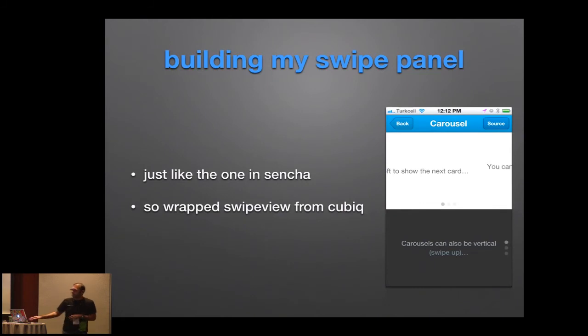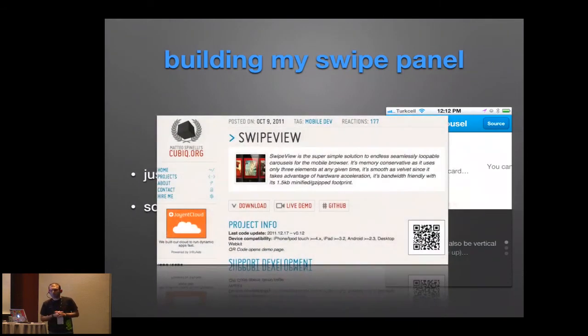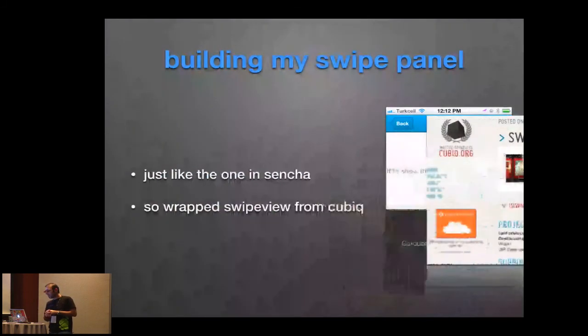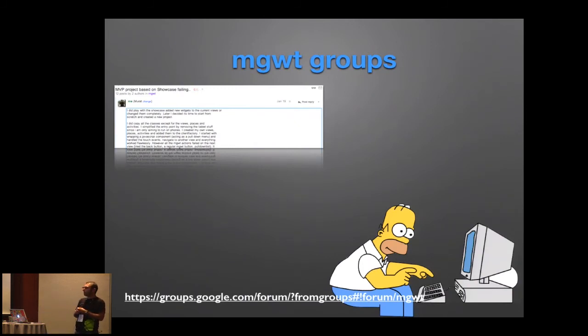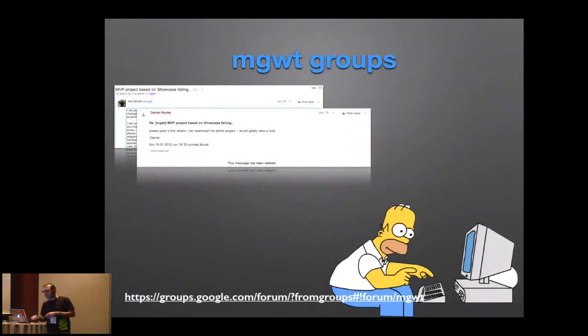So I decided to wrap the swipe view from cubiq.org, which looked like a good idea, but ended up not so well. Suddenly, the touch events on my project stopped working, but it was my very early days in MGWT, so I thought, okay, probably the framework is not really working well, so I posted on the MGWT group, and I received some replies. Actually, that's the reply from the guy who is responsible for the framework.